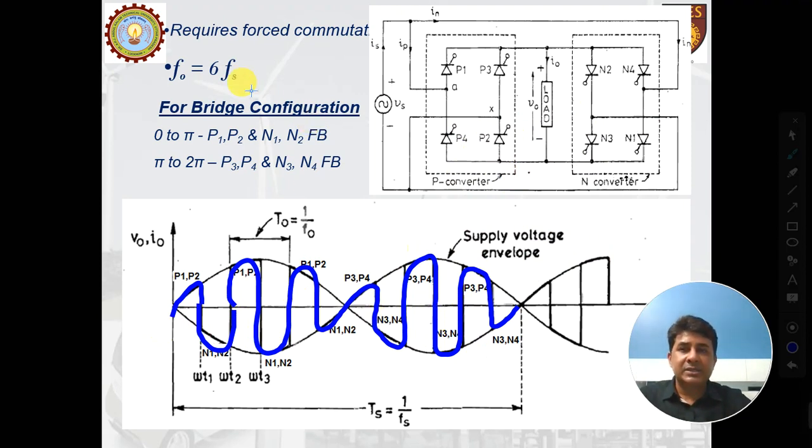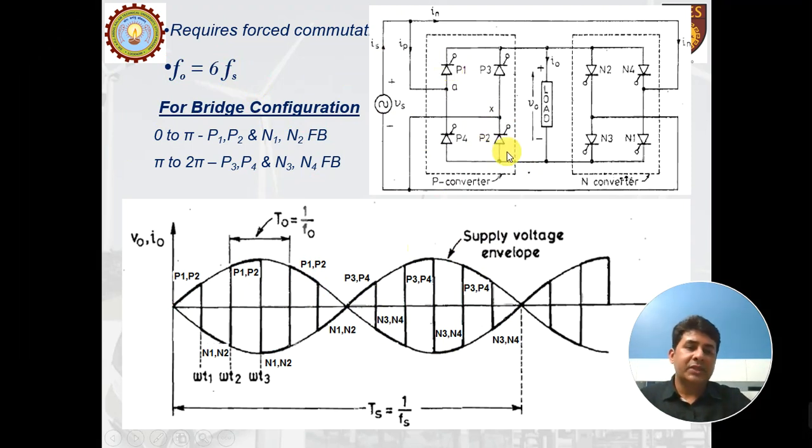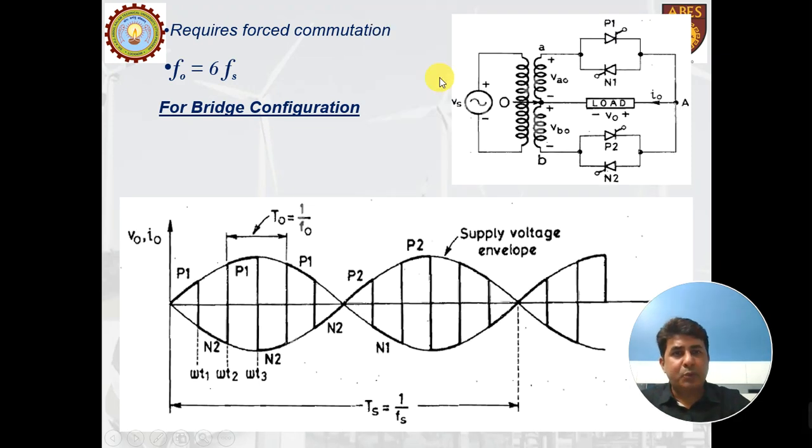Here also in this case, the output frequency is 6 times the supply frequency. So basically the output is the same. The only thing is here we are firing these two devices simultaneously, and in the midpoint converter we were firing single devices.